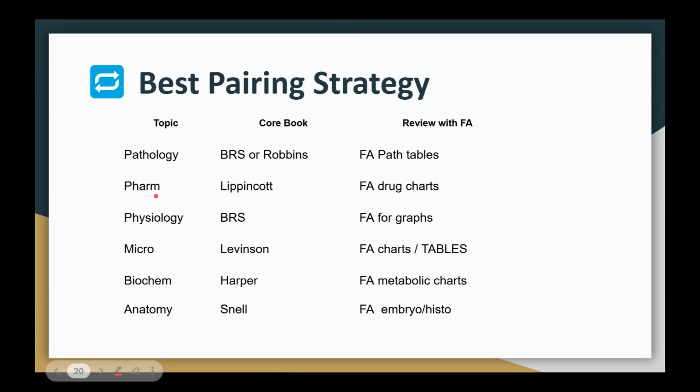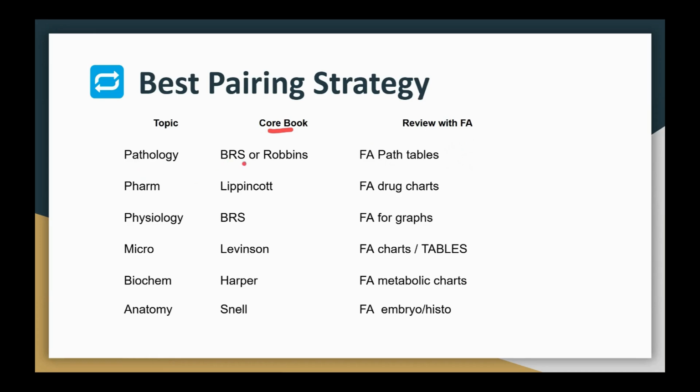So this is the pair of books. You can review some of the topics from the core books if you think that there are a lot of MCQs and they are very difficult, and you are not satisfied. You can go to the core book, but only for those frequently tested points or chapters.